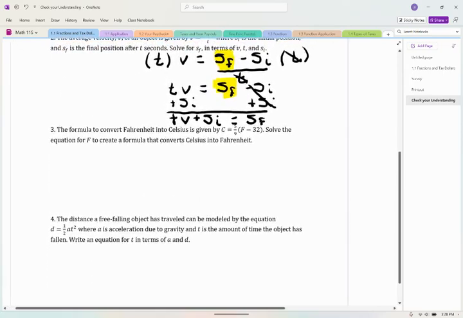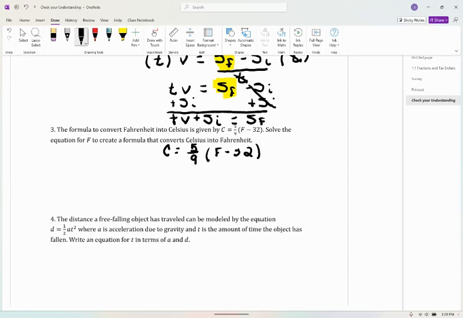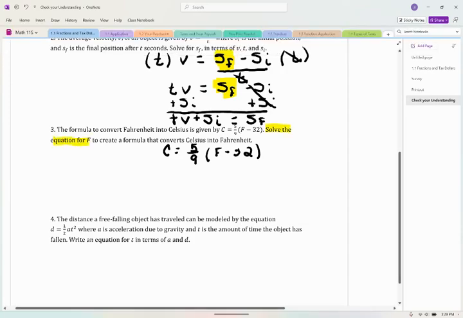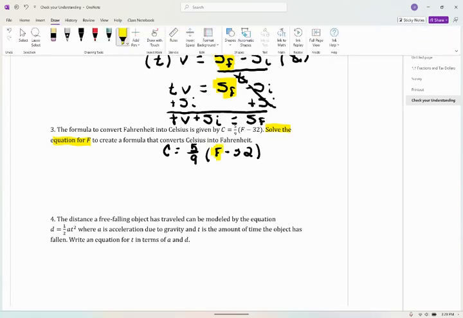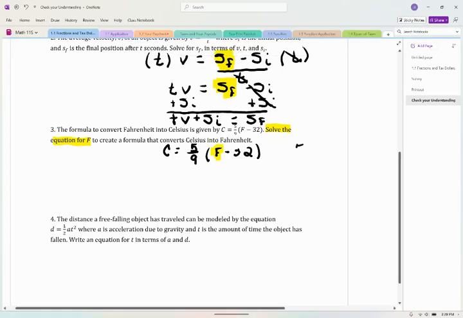Okay. The formula to convert Fahrenheit to Celsius, I'm going to rewrite the formula. C equals 5 over 9 times F minus 32. Okay. I want, in this case, to solve the equation for F. We do not like fractions. And there's a fancy name for if I want to get rid of 5 over 9. It's called reciprocal. And the reciprocal of a number is just flipping it.